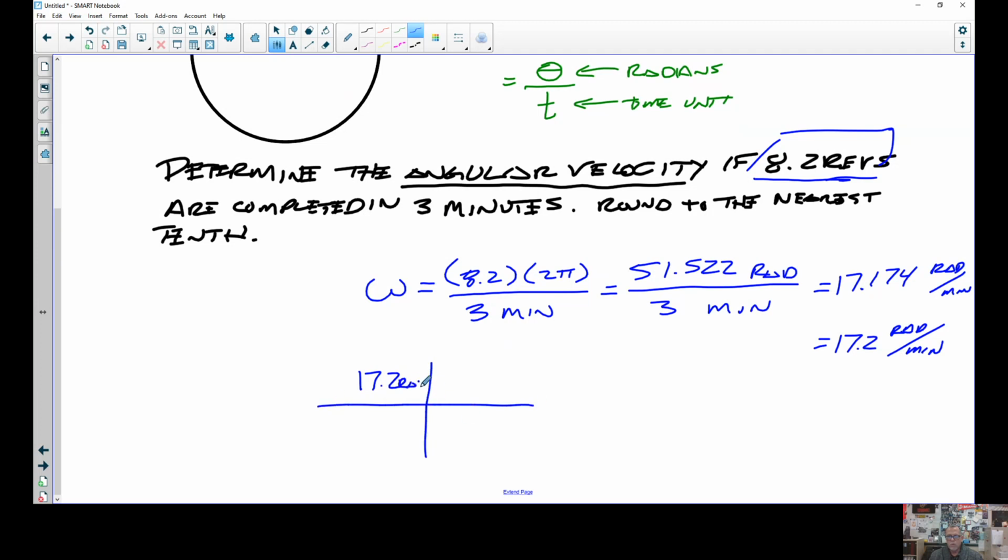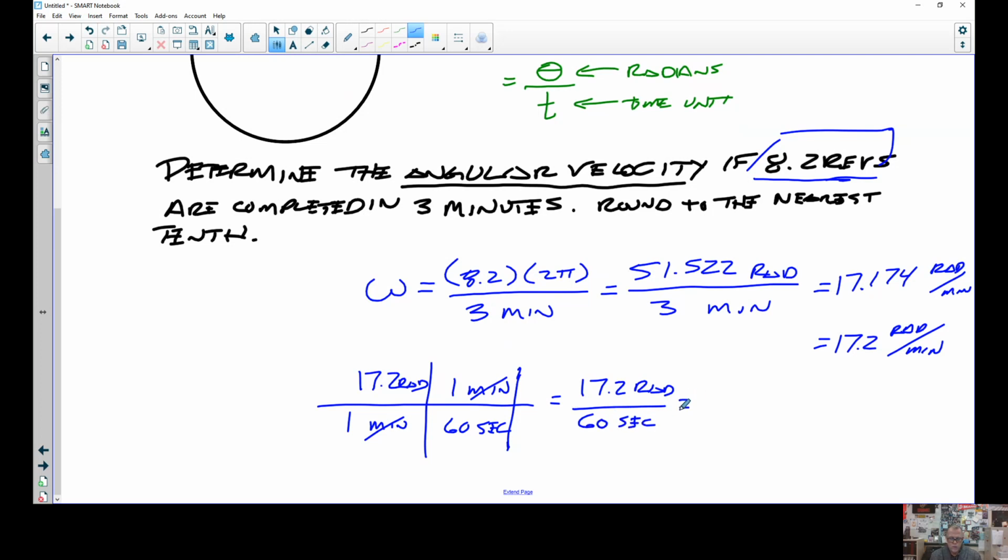It's 17.2 radians for 1 minute. I need to change minutes into seconds. I already know how many radians, right? I need to change minutes into seconds as my dimensional analysis. If you remember, I just set up a little multiplication box here that helps us. I know in 1 minute, there are 60 seconds, right? So the minutes cancel here, and if I multiply across, I would get 17.2 radians every 60 seconds.